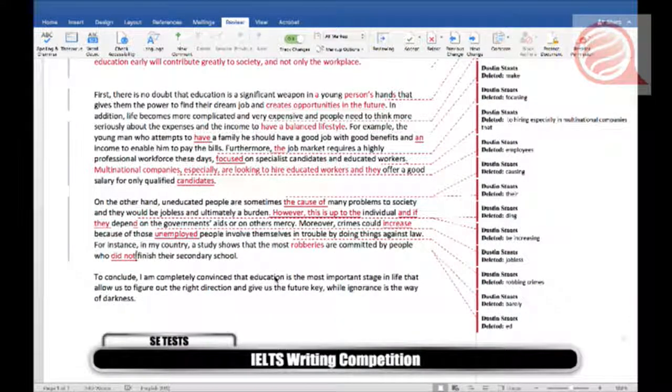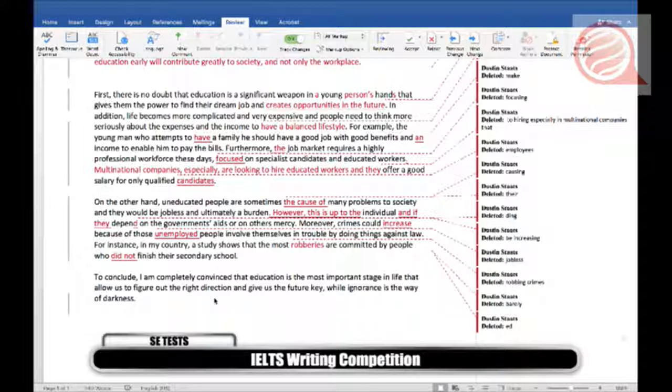To conclude, I am completely convinced that education is the most important stage in life that allow us to figure out the right direction and give us the future key, while ignorance is the way of darkness. Okay, so that's a very heavy statement, very strong statement. Okay, but it actually doesn't summarize our essay. Okay, it's missing some things.